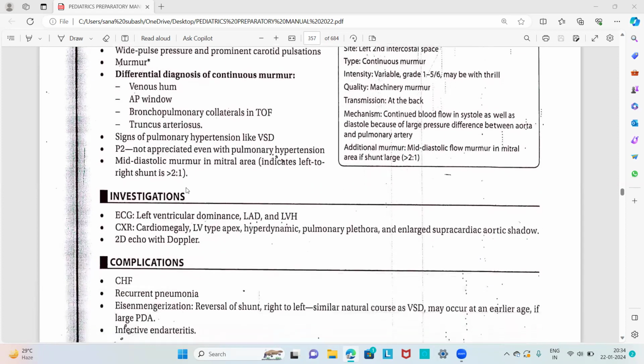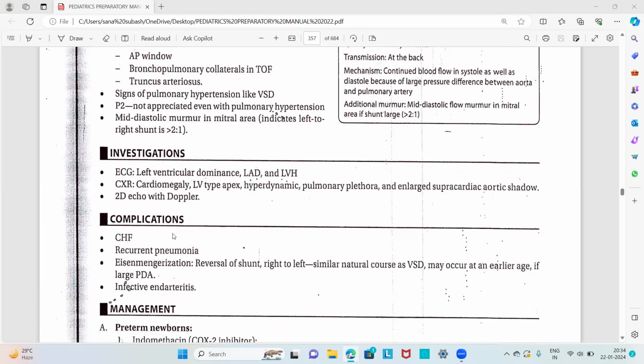Then we have to investigate this patient. We look at the ECG, where there will be left ventricular dominance and left ventricular hypertrophy. On the chest X-ray, we have cardiomegaly, left ventricular type apex, hyperdynamic pulmonary plethora, and an enlarged supracardiac aortic shadow. And 2D echo with Doppler also shows the defect.